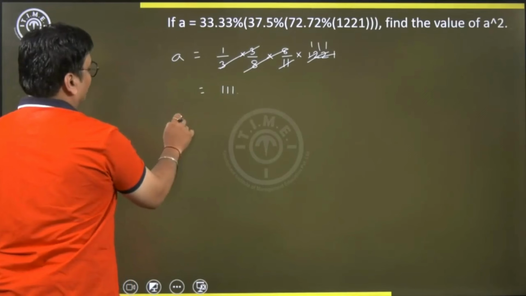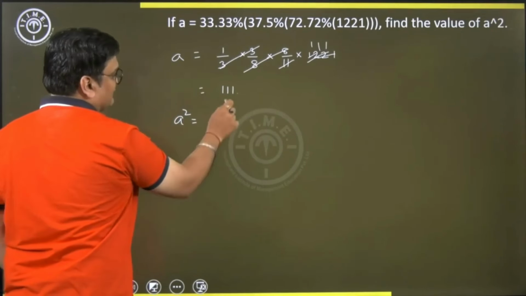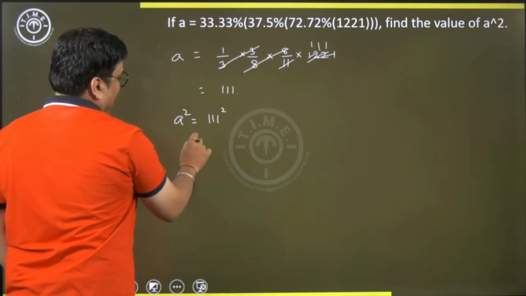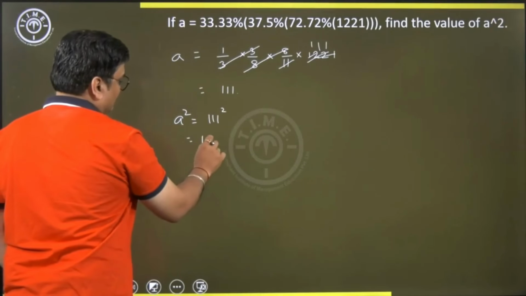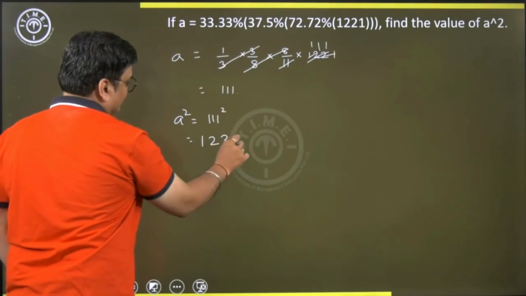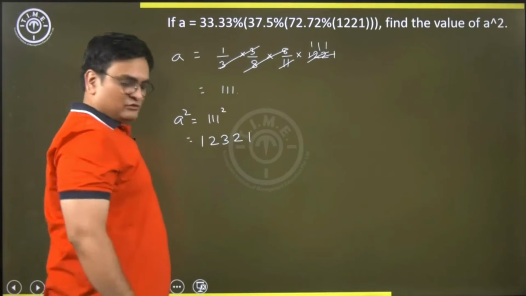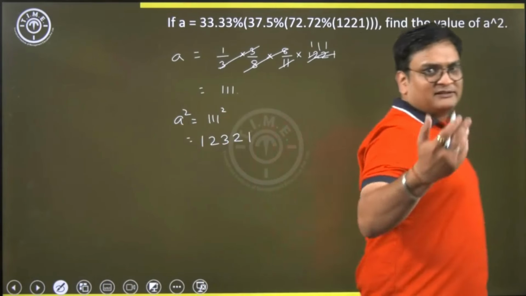And what is he asking you? He is asking you the A square value. So how much will be A square? 1, 1, 1 square, which happens to be 1, 2, 3, 2, 1. So 1, 2, 3, 2, 1 is the value you will get when you square it.